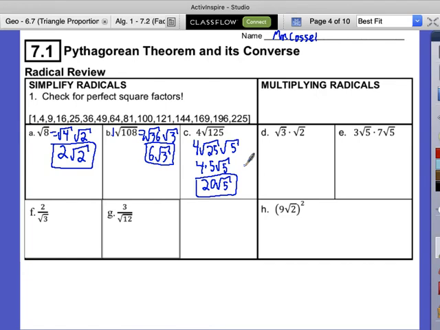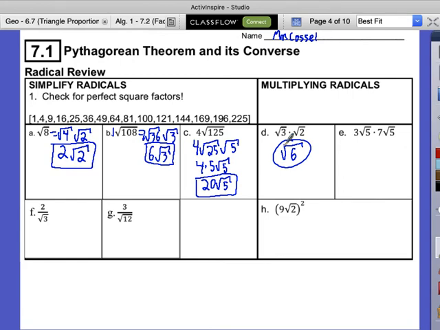Multiplying radicals. So we can go the other way, kind of. Square root of 3 times square root of 2. We can multiply those since they're both under the radical, and you get the square root of what? 6. You get the square root of 6. And it can't be simplified anymore, so we just call it square root of 6.